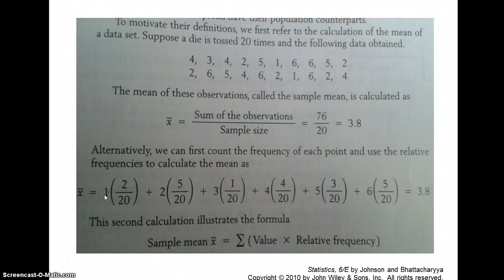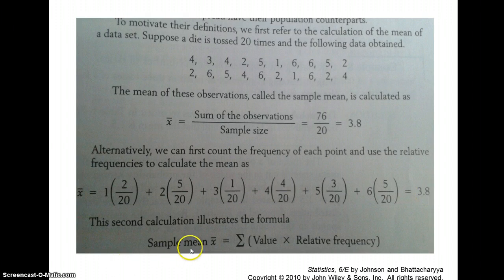So each number value times the relative frequency, and add them together, we get 3.8. And that's the same as the average before. So that's a different way to calculate the average. For each different value, we have 1, 2, 3, 4, 5, 6, 6 different values, and we multiply each value by its relative frequency and add them up. So that's also the average.